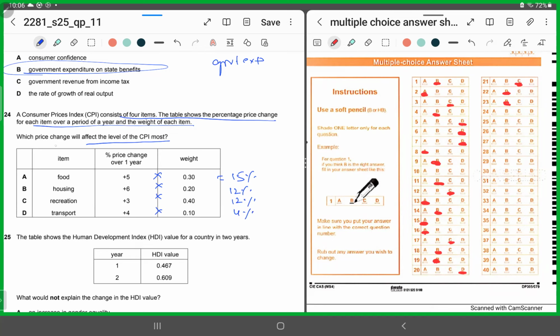They are asking us for the most or the highest price change. That has to be A with 15%. So we'll shade in A for 24.